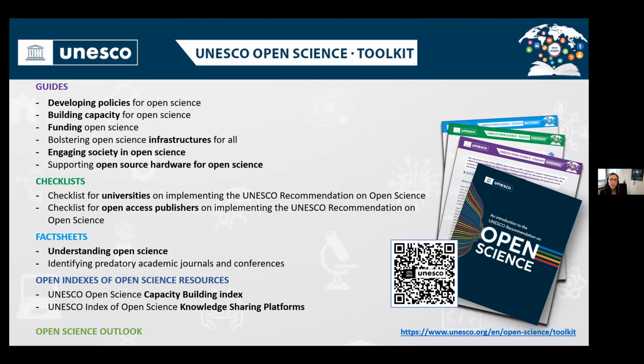Going back to the toolkit very quickly, so I said we had several guides and checklists, looking into what is in the recommendation and unpacking it for different audiences, fact sheets and some of these indexes, as well as the Open Science Outlook. And again, everything is freely available online. You can have a look at it. You can use it. If you have any questions, you can get back to us.